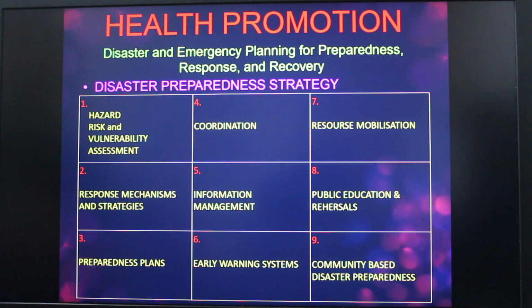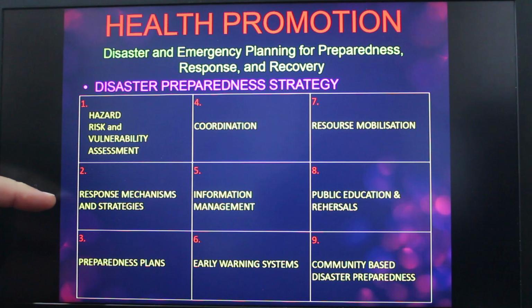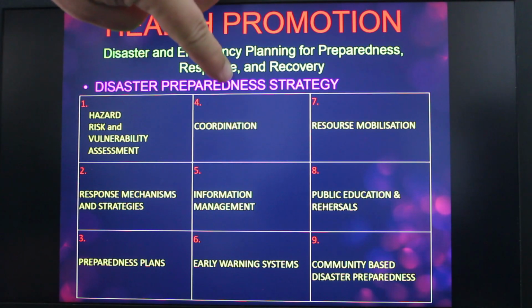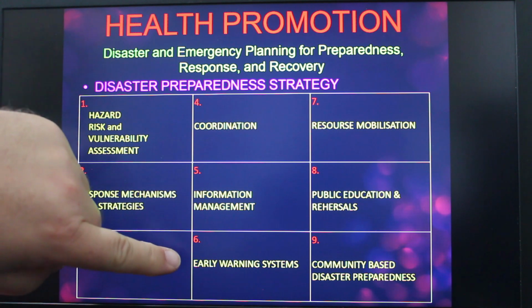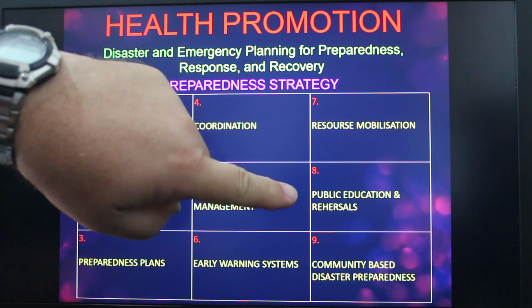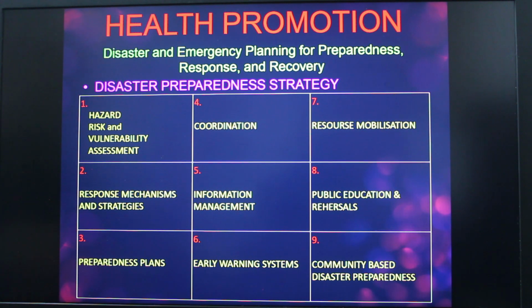If we look at the disaster preparedness strategy, in the first place, we put the hazard, risk, and vulnerability assessment. Then we go to response mechanisms and strategies, and then preparedness plans are made. Then we form the coordination, the information management, early warning systems, resource mobilization, public education and rehearsals, and community-based disaster preparedness.